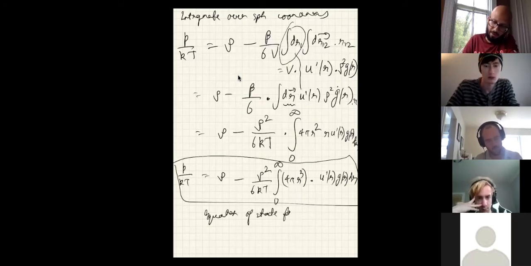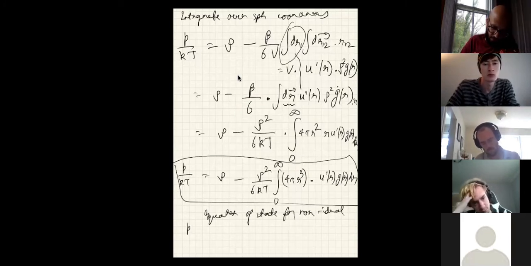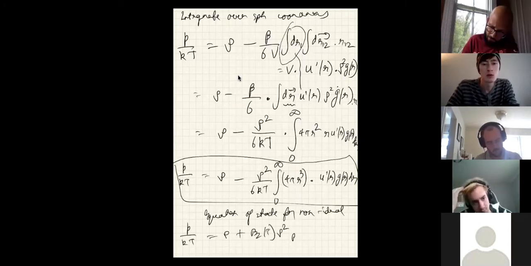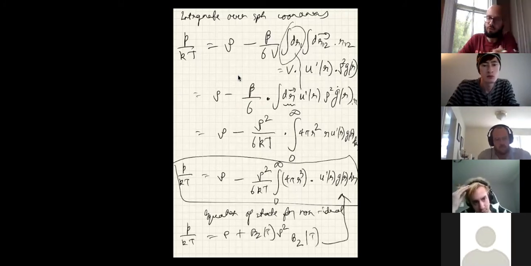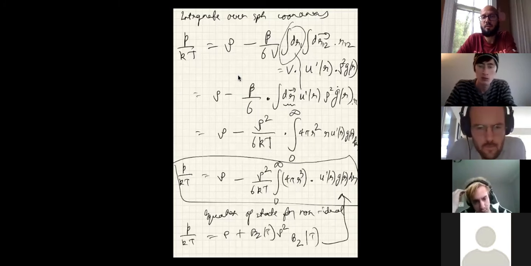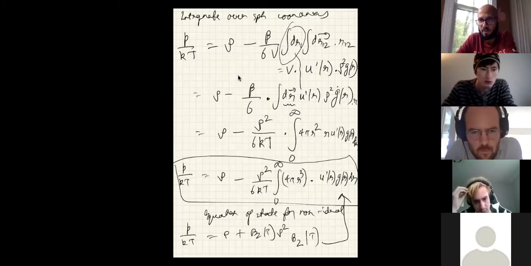for an interacting non-ideal system. And now if you compare it to your virial equation, P by kT is equal to rho plus B2 of temperature multiplied by rho square, then you have the exact value of B2 of temperature that you can get from this. So in physical chemistry or in thermodynamics, B2 is a parameter that you fit to experiments. Now you can actually see where B2 is coming from.